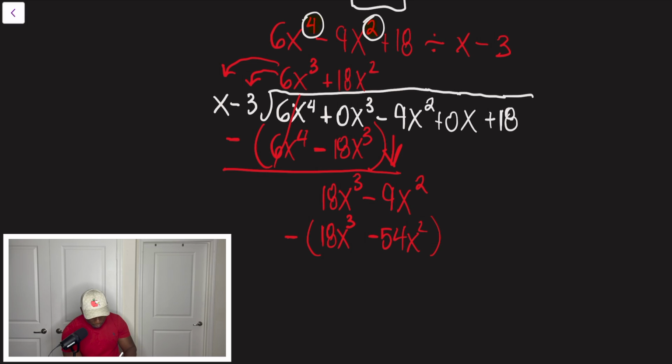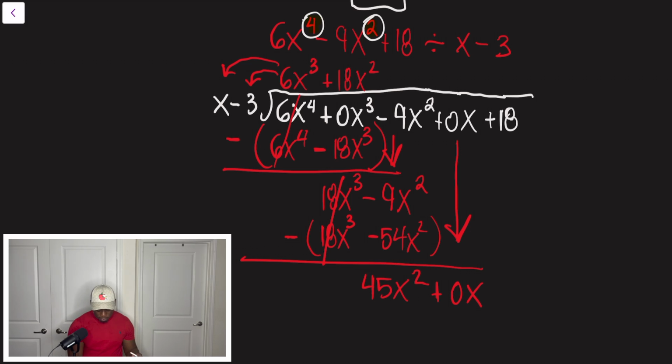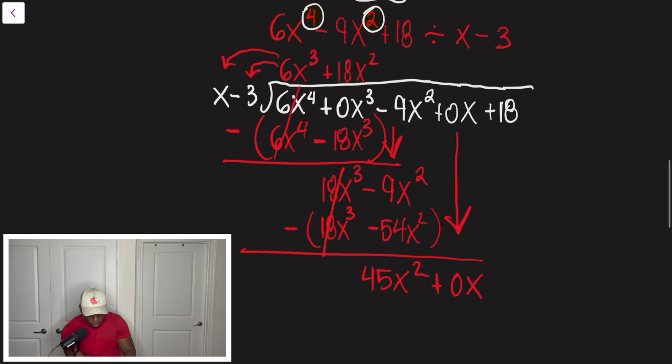So now we're combining like terms. My x to the third power, it's gone. It got canceled out. And now we have negative 9 plus positive 54. So we'll have 45x squared. We're going to bring down the 0x. That's the next term. And then now let's repeat the same process over. So we'll have 45x at top, because once we divide 45x squared by x, that'll give us 45x. Now after I divide it, we're going to multiply back.